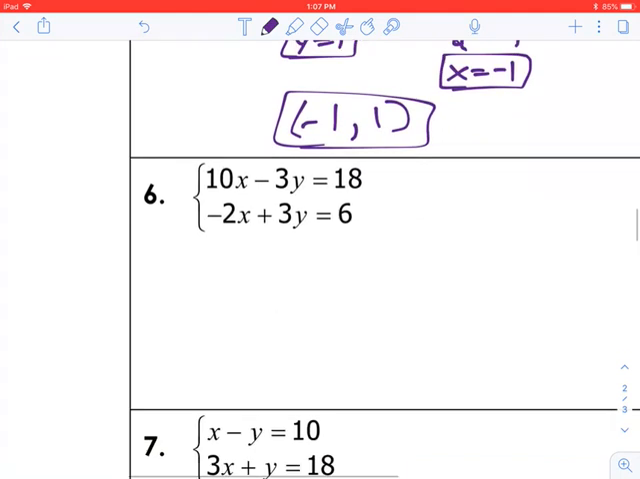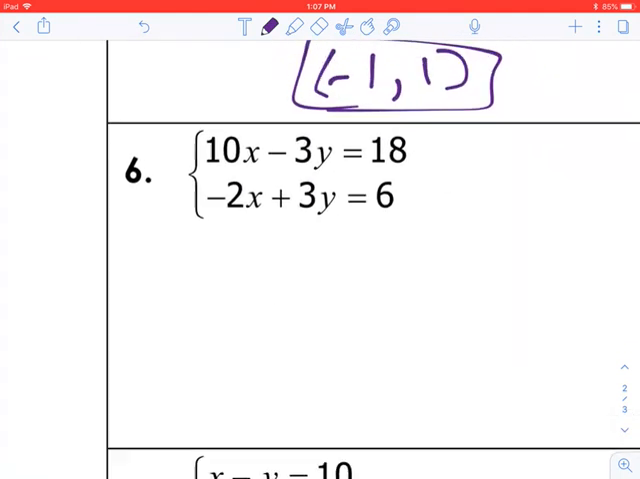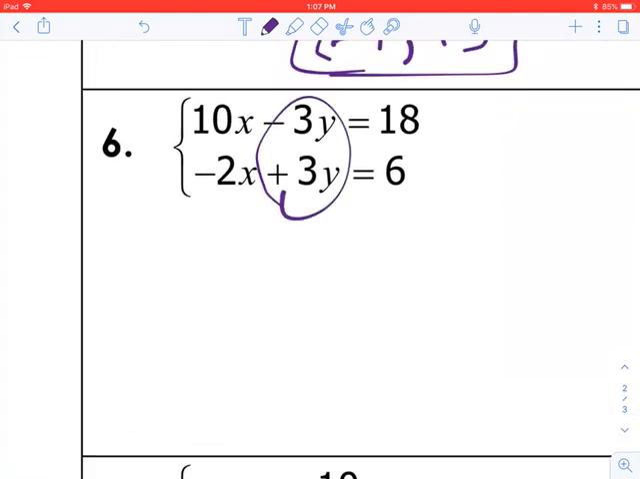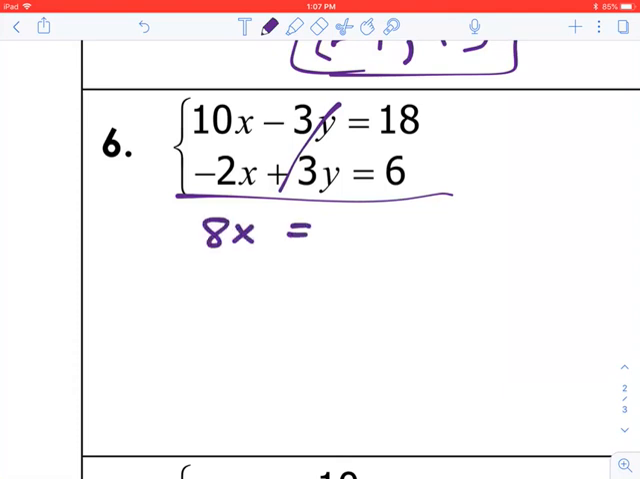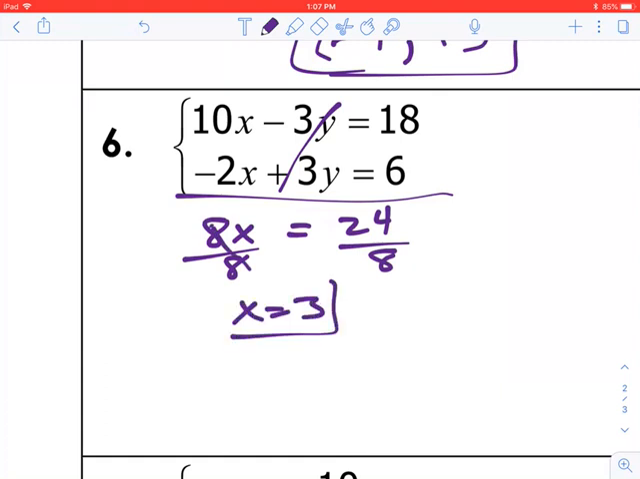So again, look at what we have here. They're lined up. These are already opposite, so I can go ahead and combine these together. Okay? So these cancel. 10 minus 2 is 8x equals 18 plus 6 is 24. Divide by 8, I get x equals 3.